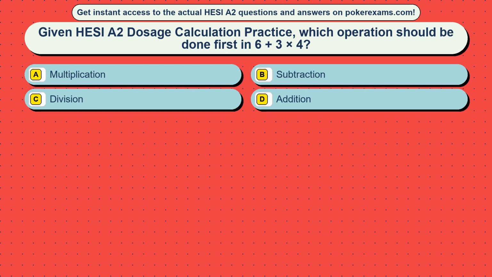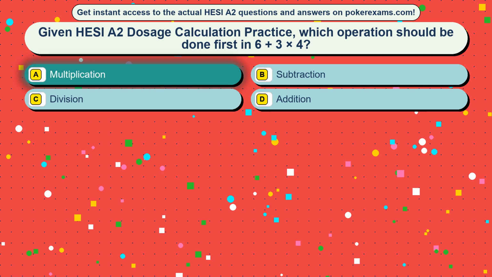Question 18. Given HESI A2 dosage calculation practice, which operation should be done first in 6 + 3 × 4? Option A, multiplication. Option B, subtraction. Option C, division. Option D, addition. The correct answer is option A, multiplication.